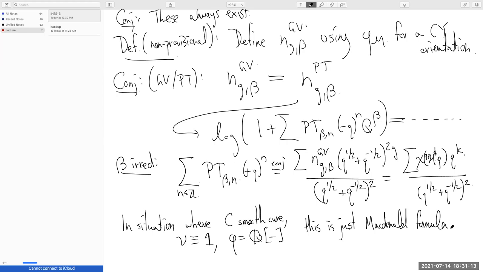And so, in general, this is what I meant at the beginning of my first lecture: this picture gives some way of promoting this to study much more singular curves. And so, I guess I'll stop here.